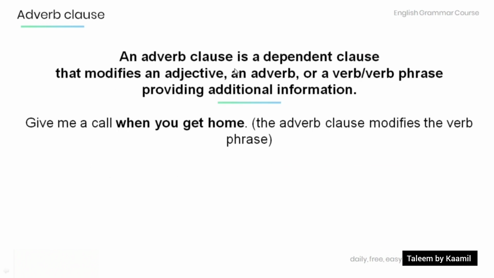Now, an adverb clause is a dependent clause that modifies an adjective, an adverb, or a verb or verb phrase, providing additional information. Have a look at the example below. Give me a call when you get home. Now, the adverb clause in the sentence, "when you get home," modifies the verb phrase "give me a call."